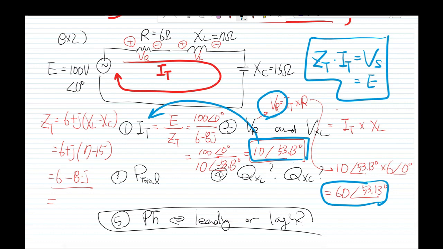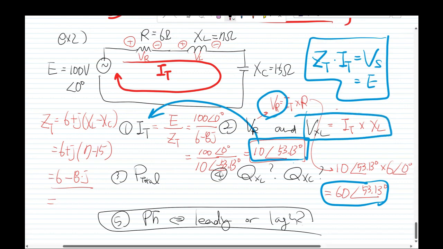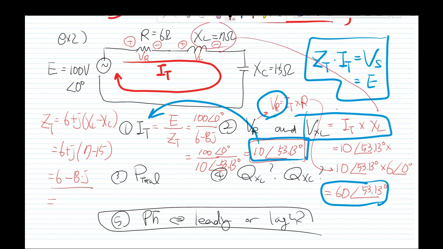Okay. And then what is V sub X sub L? Same thing. So I sub T, the 10, 53.13, and X sub L. What is the X sub L? It's right there. Here. So 7, 90 degree, right?